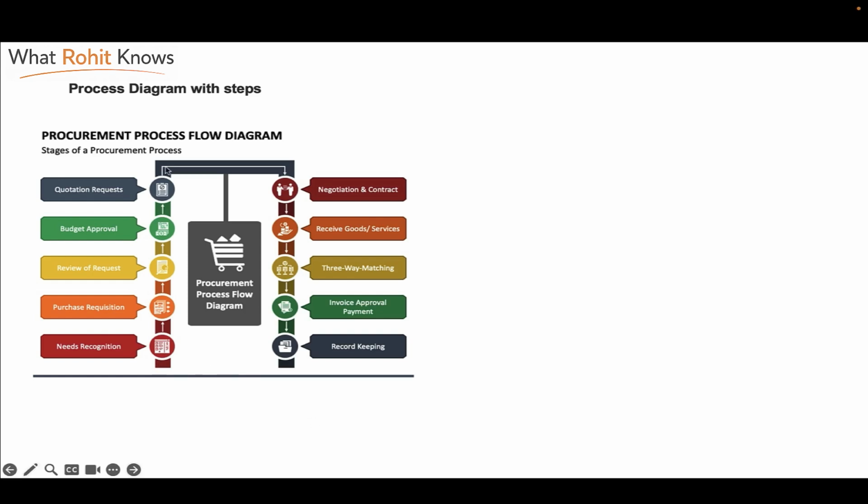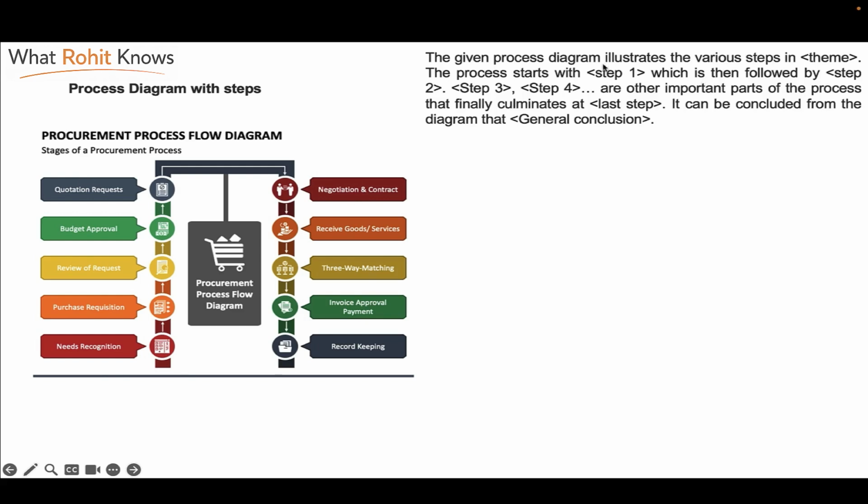Usually you will see there'll be some way of indicating how the steps are moving. This arrow tells us that. So starting from here, then goes here. The title usually tells you what the process is about and the different steps, then each of those is a step in that process. And when you talk about it, it's important that you recognize that it's a process diagram and there are steps involved in it. So you say, something like this, the given process diagram illustrates the various steps in the theme.